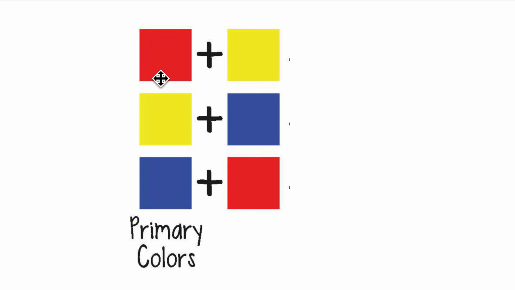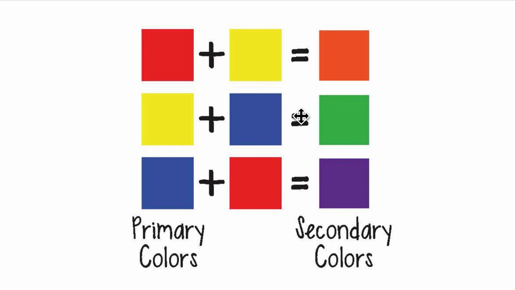So when you put yellow and red together, what do you get? When you get yellow and blue, what do you get? Blue and red, what do you get? You get secondary colors: orange, green, and purple.